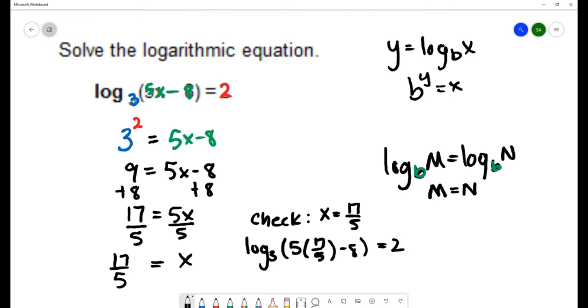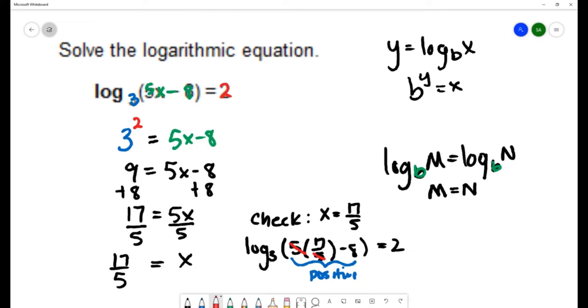For logarithms, you can only take the log of positive values. The log of a negative is undefined, the log of 0 is undefined. So I need this expression that's inside the log to be positive. And I can see that it is. These 5's would cancel out, and I would have 17 minus 8. That's equal to 9. And I'm taking the log of a positive.